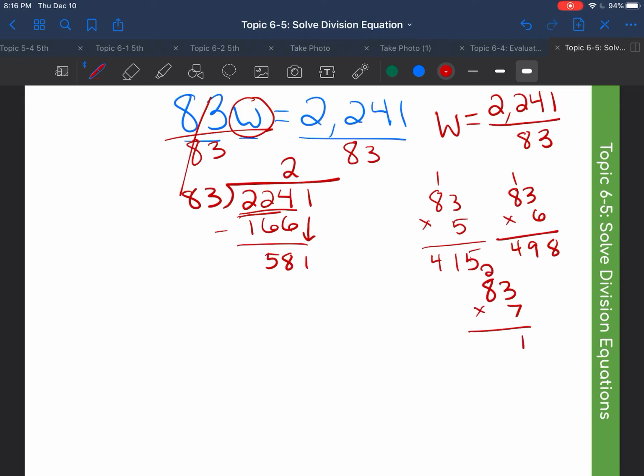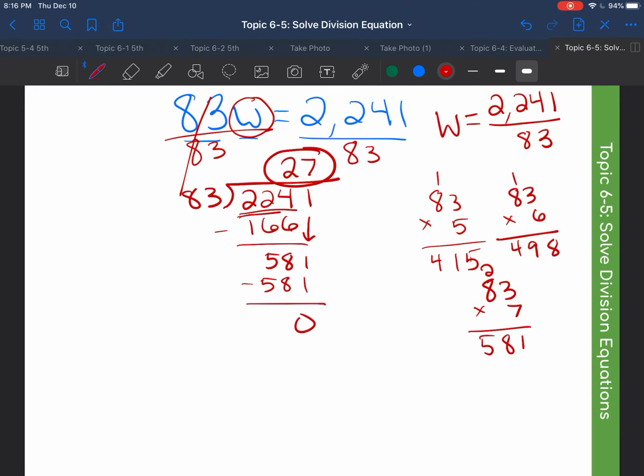7, 14, 21. 8 times 7 is 56. Oh, look at that, 581. So it goes in 7 times to get exactly 581. We subtract and we get 0. So our answer is 27.